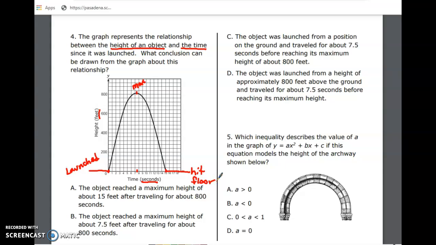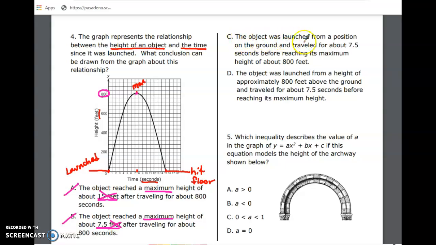Okay, so let's read some of the answer choices and see if each one is true or not. A says the object reached a maximum height of about 15 feet. Is this 15 feet? No, it's 800 feet, so that's not correct. B, the object reached a maximum height of about 7.5 feet. No, 7.5 was the time. Oops, sorry, 7.5 was the time in seconds, not feet.